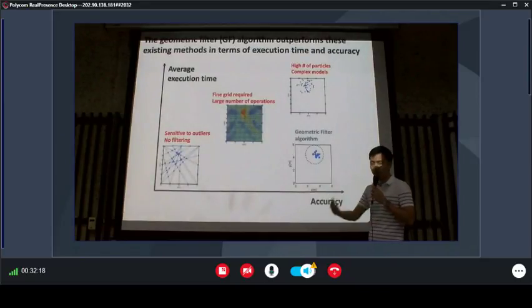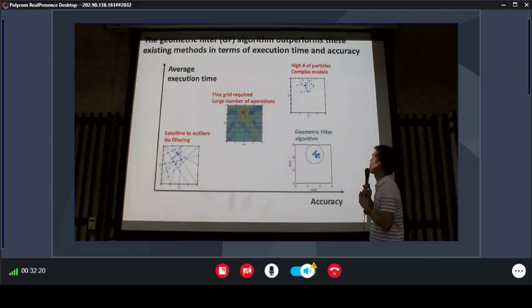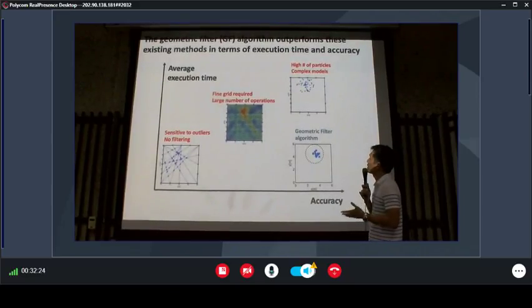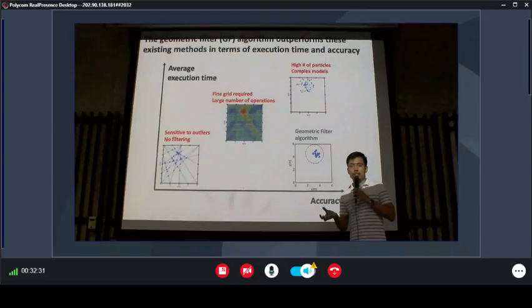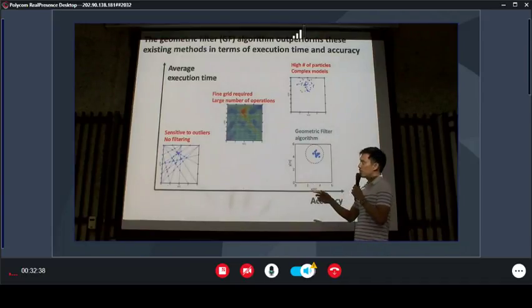Okay, so previously, actually last year, I already presented the geometric filter algorithm. And this algorithm outperforms some of these existing methods in terms of both execution time and accuracy. So essentially, it's a geometric method, but with additional locational filtering. Okay. So the existing geometric methods are sensitive to outliers.